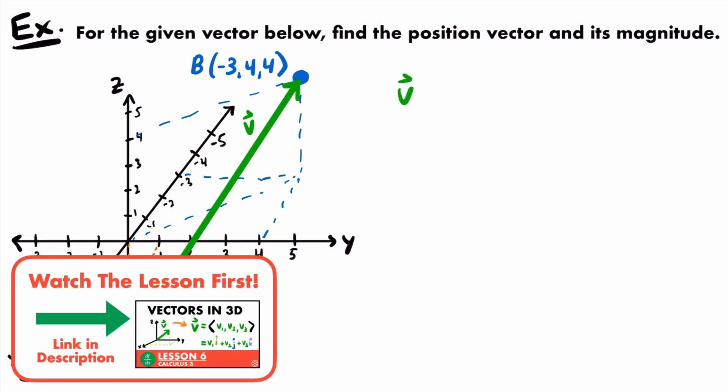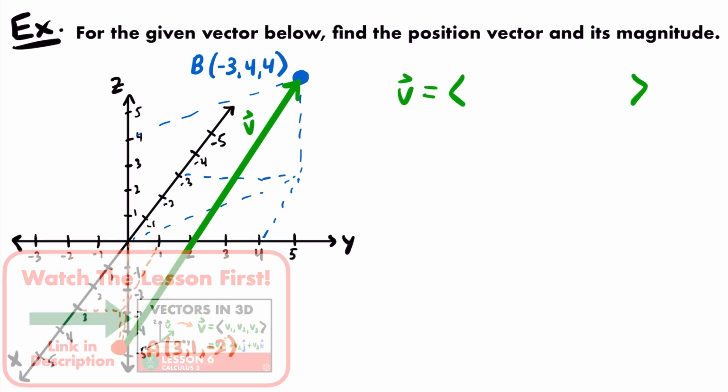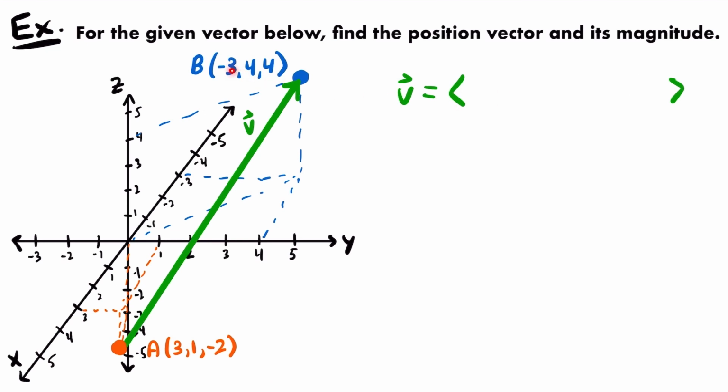All right, and to find the position vector, what we need to do is take the difference in the x-coordinates, the y-coordinates, and the z-coordinates between our initial and terminal points. Now, as a reminder, this point is the initial point because it's where the vector begins. It's heading in this direction. We know that because of this arrow. It's pointing towards this point, which is the terminal point because it's where the vector ends. It's the point the vector is pointing towards.